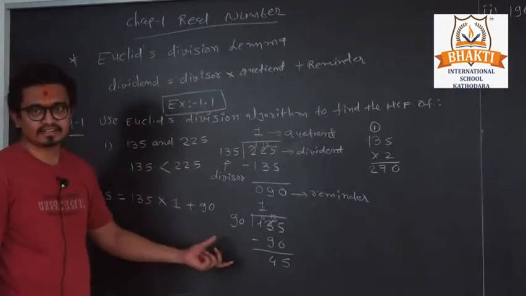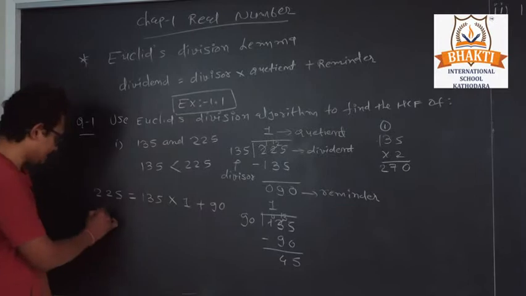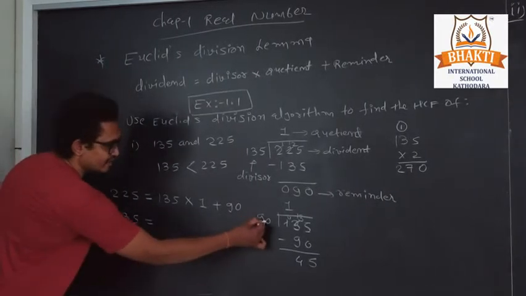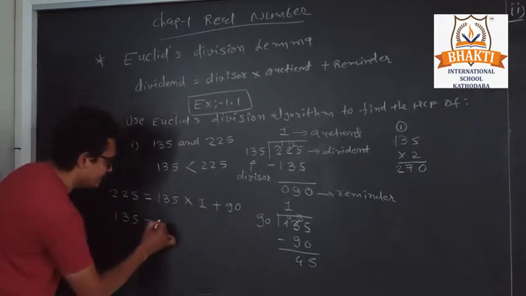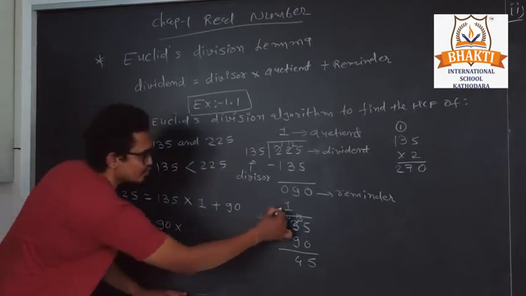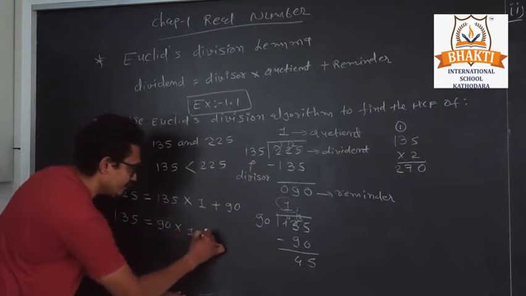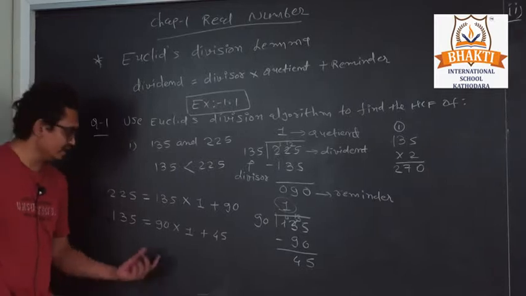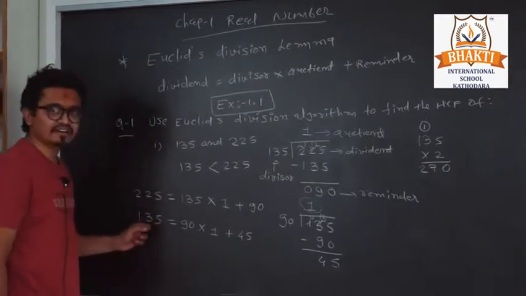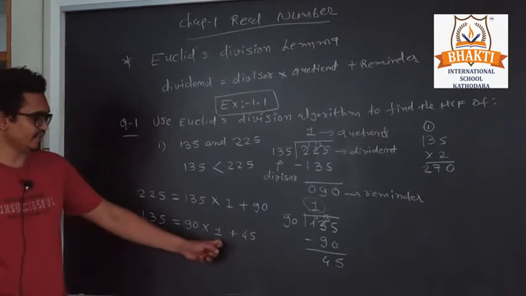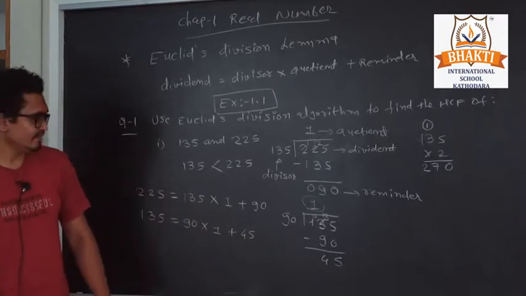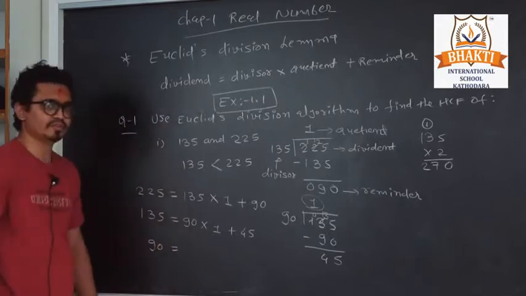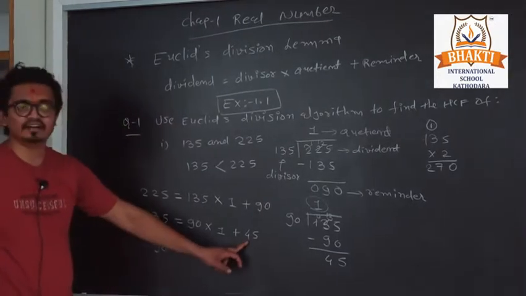After getting that division, we write it like this: 135 is equal to, what is our divisor? It is 90. What is our quotient? It is 1, plus. And what is our remainder? It is 45. So once again we write 135 is equal to 90 into 1 plus 45. Once again we divide: 90 is now divided by our remainder.